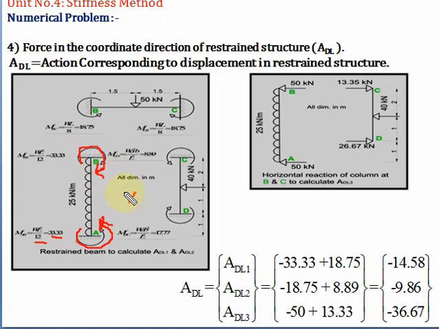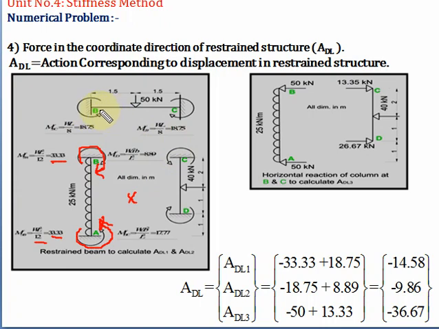Now this moment, as we are standing inside, is acting in which direction? It is acting in clockwise direction. So here it will be minus. W is 25, L is 4, divided by 12. So we are getting the value minus 33.33. Why minus? Because it is acting in clockwise direction.